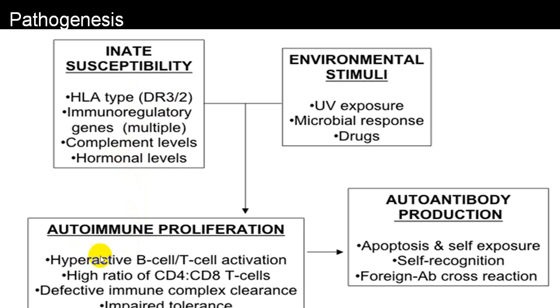There are hyperactive B cells and T cell activation, and the ratio of CD4 to CD8 count is altered. There is defective immune complex clearance and impaired tolerance, which gives rise to autoantibody production that will produce apoptosis, self-exposure, self-recognition.